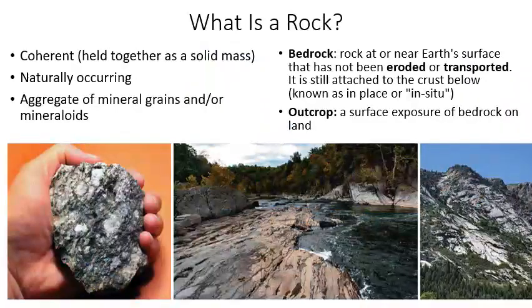Now that we've discussed minerals, we want to find out what a rock is. A rock is defined as something coherent, or held together as a solid mass, naturally occurring, and an aggregate of mineral grains and/or mineraloids. All of these make up the definition of a rock.